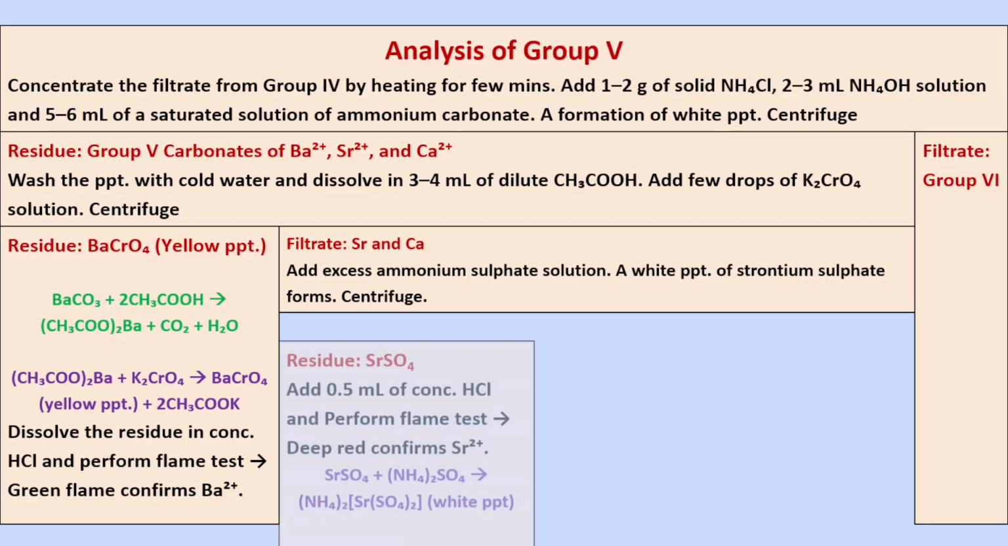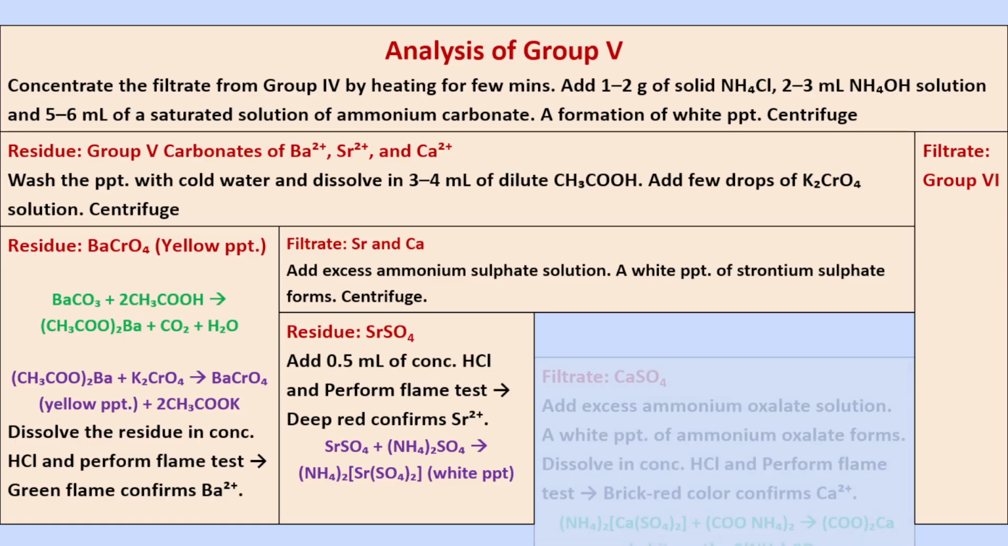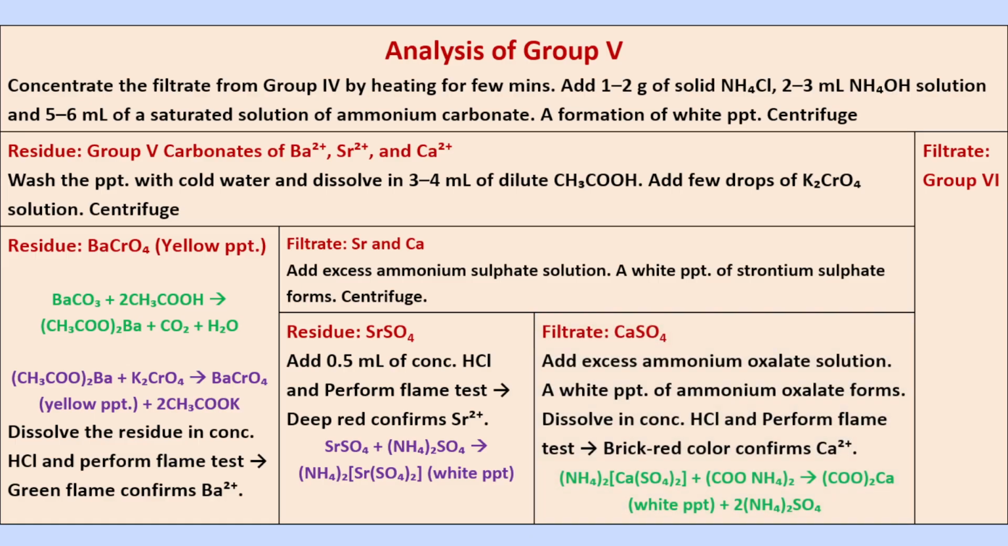Dissolve the residue in 0.5 ml of concentrated HCl and perform the flame test. A deep red flame indicates the presence of strontium. To the filtrate from the strontium, add excess ammonium oxalate solution. A white precipitate of calcium oxalate will form. Dissolve the precipitate in concentrated HCl and perform the flame test. A brick red flame confirms the presence of calcium.